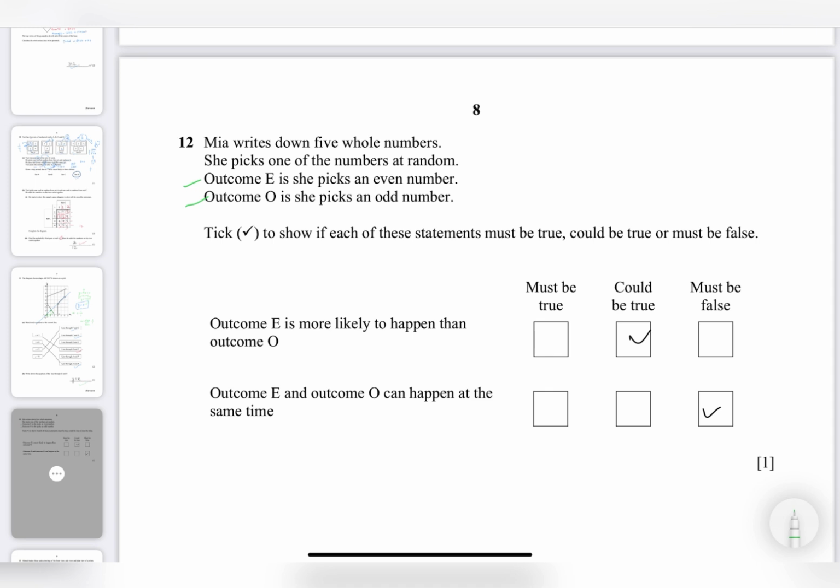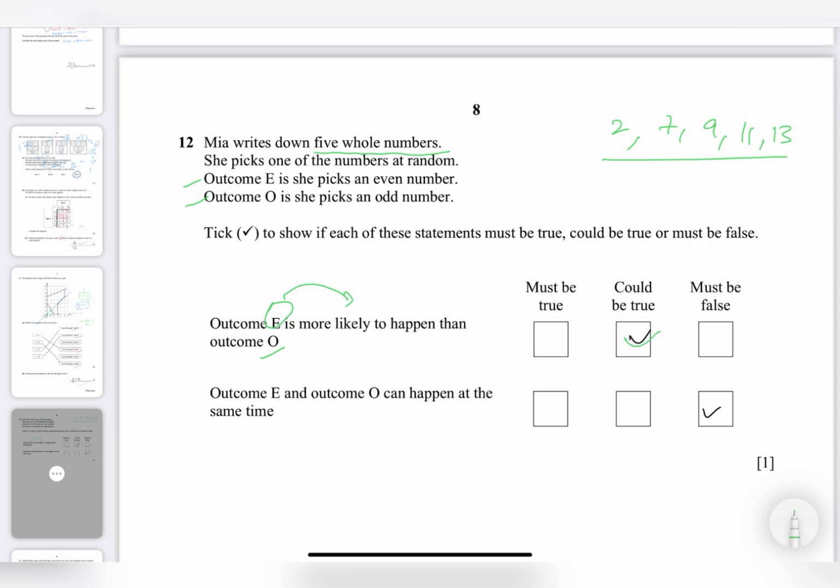Outcome E is more likely to happen than outcome O. See, she has 5 whole numbers, right? There are 5 whole numbers. We have not been given any number, all right? It is not like 1, 2, 3, 4, 5. It could be 2, 7, 9, 11. These are also whole number, right? Yes or no? They are saying that even is more likely to happen than odd. Could be true. It could be. It depends upon the number.